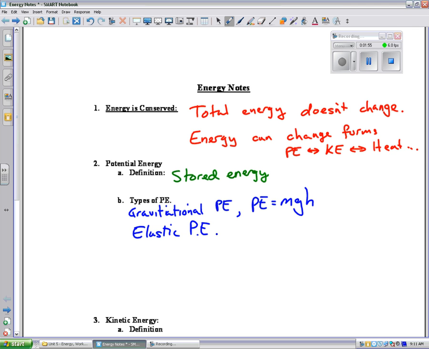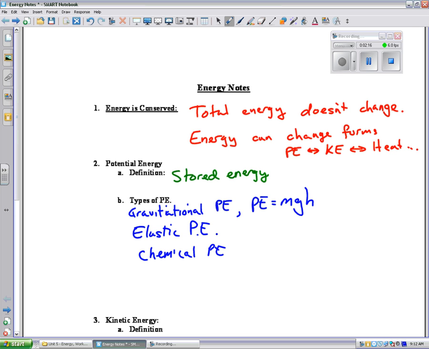Now, we could also have elastic potential energy, and we'll come to this more later in the unit, but an example of that would be like a diving board. When you jump up and then go down into the diving board, it flexes, and while it's flexed, it is storing energy, and then it's going to straighten and kind of shoot you up in the air, and that potential energy is turning into kinetic.